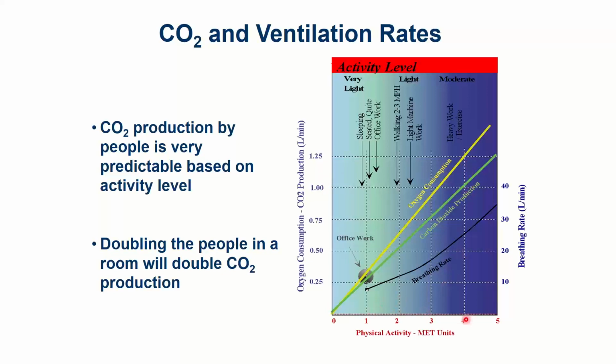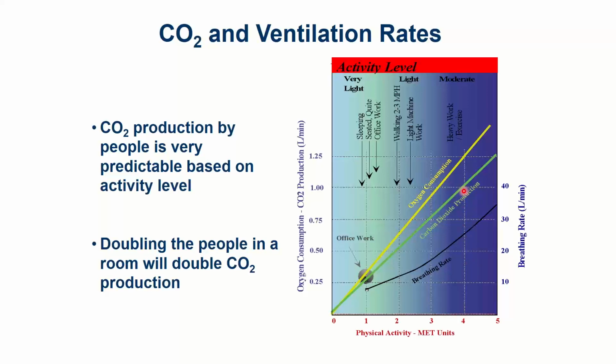But if I go from 1 to 4 here, I actually go from approximately 0.25 to 1 there. This is a 45-degree line almost. So it's pretty much a 1-to-1 relationship. If you double the amount of activity level in your life, you double the amount of CO2 production. If you triple it, you triple the amount of CO2. If you quadruple it, you quadruple the amount of CO2.